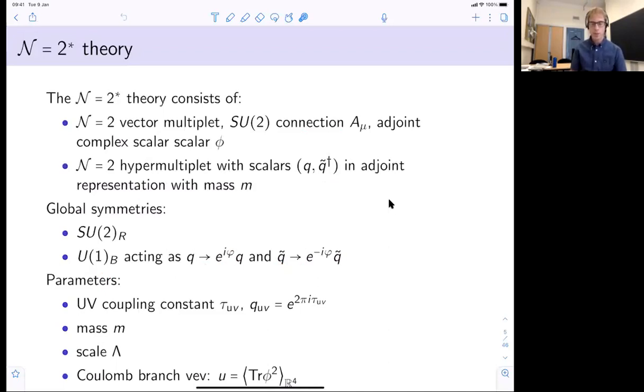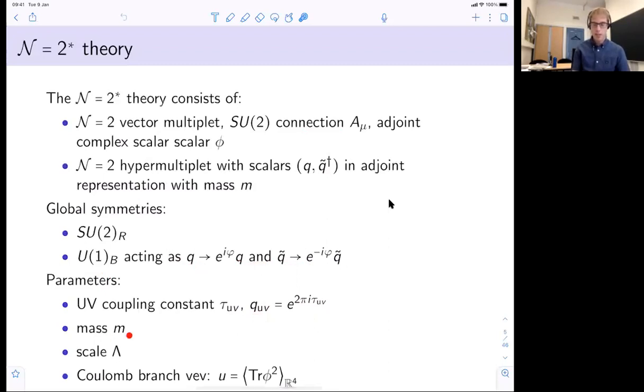So what are the parameters of this theory? Well, one is the UV coupling constant. I said it is a deformation of a superconformal theory. So we have a UV coupling constant tau_UV, and I introduced the parameter q_UV, which is e^{2 pi i tau_UV}. Notice this q here is completely different from the Q here, which won't appear that much after this slide. I'm using Q as a parameter and for the bosons, but I hope they're sufficiently different that there is no confusion in this notation.